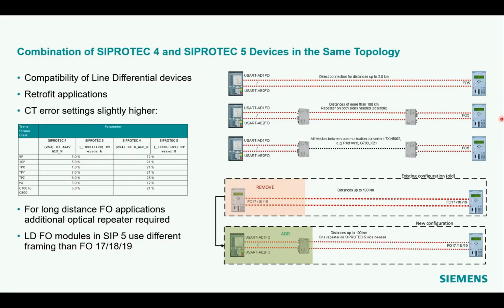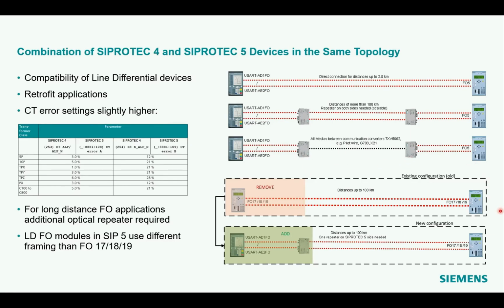If you have a very long distance, over 100 km, you will use the optical repeater on both sides. On the CProtect 4 device, you will have such a repeater, and on the CProtect 5 device, you have the fiber optic repeater. Or for the pilot wire communication, you will use the communication converters.